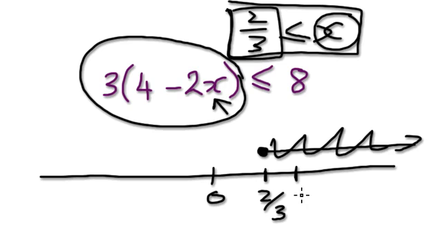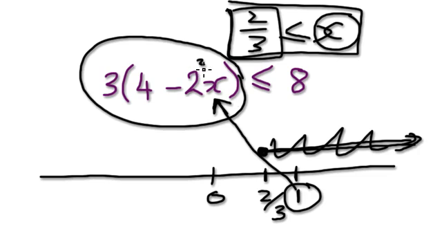Okay, so for example, let's choose 1. 1 is over on this side here. Let's put 1 into x. So 2 times 1 is 2. Okay, so 4 take away 2. So this whole bubble here, 4 take away 2 would be 2, and then times 3 would be 6. So overall, this whole thing here is 6. Now this 6 here is less than or equal to 8. So 1 is a solution.